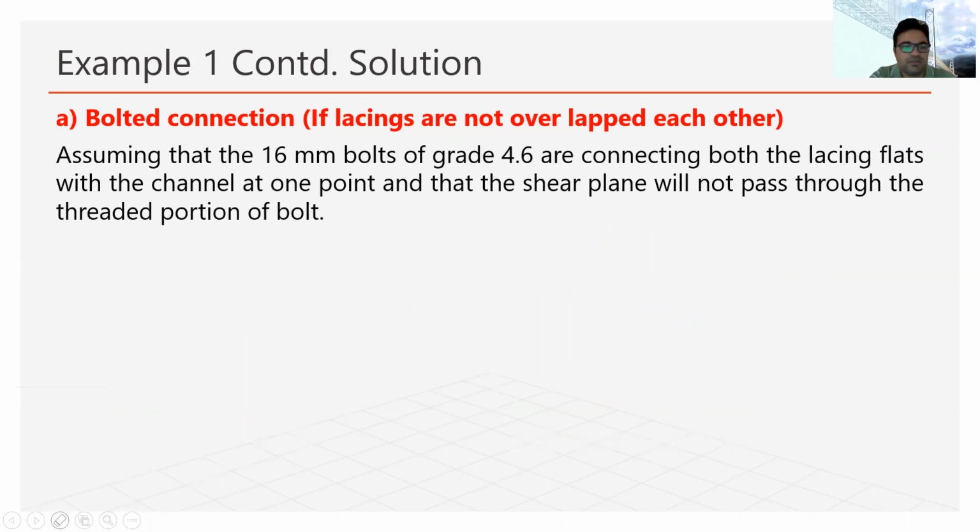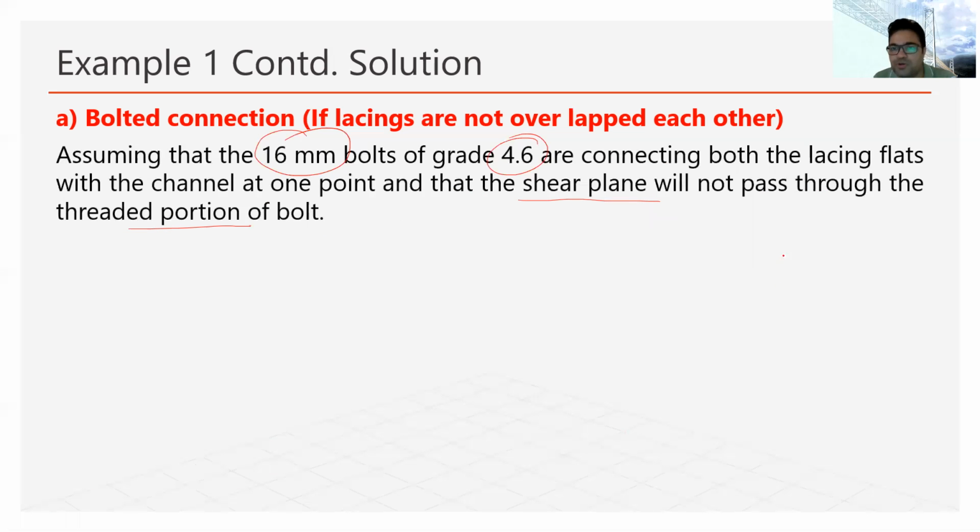So first, we have already assumed that we are using a 16 mm dia bolt, and the grade of bolt is 4.6, connecting both the lacing bars. Also, one more thing that I have assumed is that the shear plane will not pass through the threaded portion.